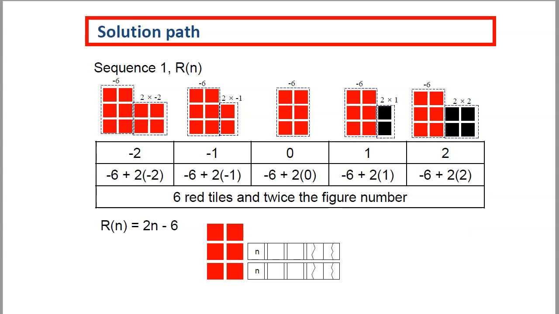So altogether, we can look at our function values and see we can describe this sequence in words as 6 red tiles and twice the figure number. So we can model R of n as 2n minus 6. So we have 6 red tiles and twice the figure number. Notice the figure numbers are to the right of the 6 red tiles and they're growing horizontally.